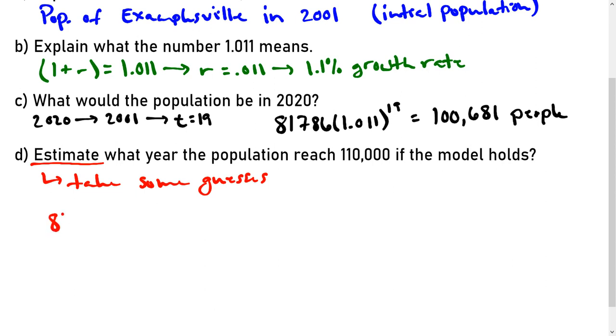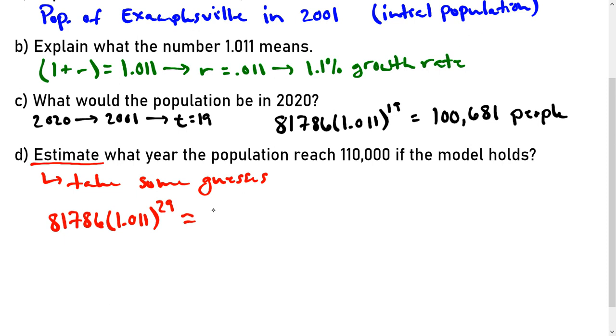So we're going to say 81,786 times 1.011, and 10 years past 2020 would be 2030. So that would be at like 29. Okay. So if you grab your calculator and we start trying to plug that in, we're literally just guessing and checking. So we're hoping to get close to a particular number. That number that we're hoping to get close to is 110,000, but let's go plug this in.